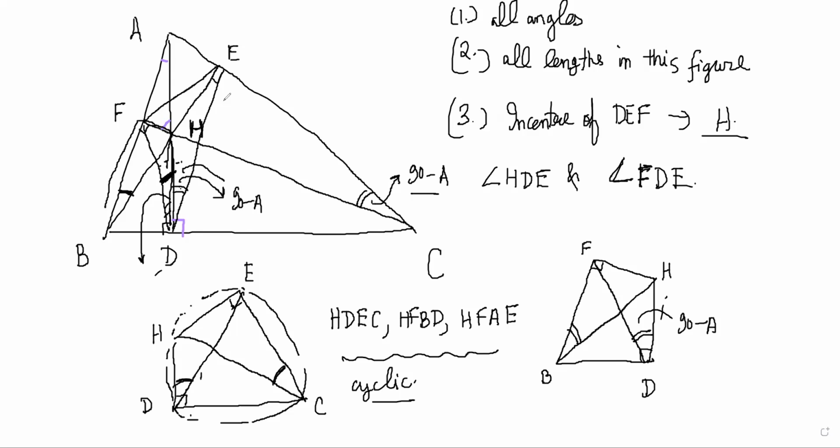Total angle of this triangle becomes 180 minus 2A, right? This angle is 180 minus 2A. So now we know that the three angles of the pedal triangle will be 180 minus 2A, 180 minus 2B, 180 minus 2C, by the same exact proof for other vertices. So the angle opposite to A in the pedal triangle will be 180 minus 2A, right?